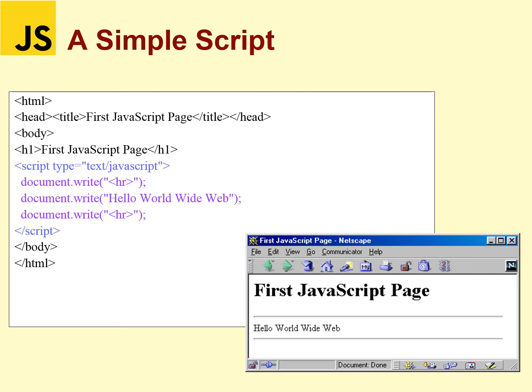Then the next line in the script is document.write hello world wide web. So again another print statement is executed in JavaScript. The print statement is document.write, and the content to be displayed is hello world wide web.